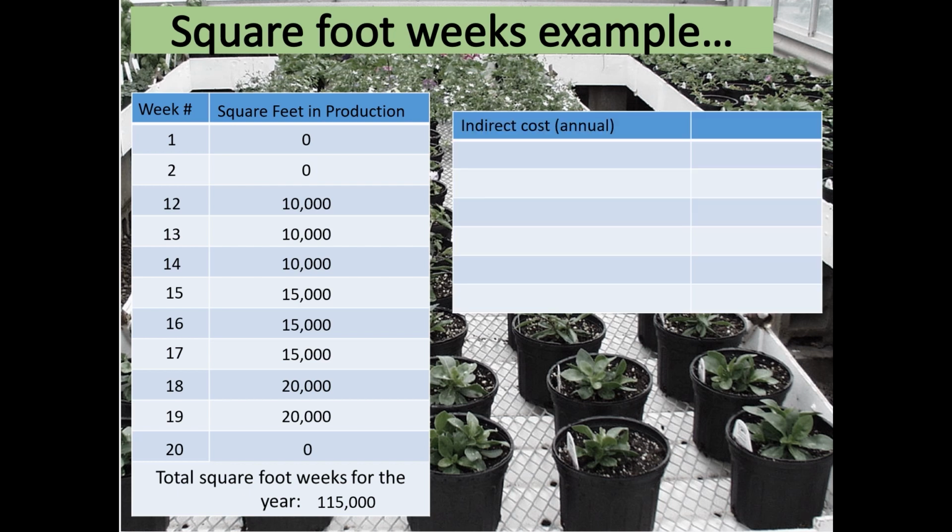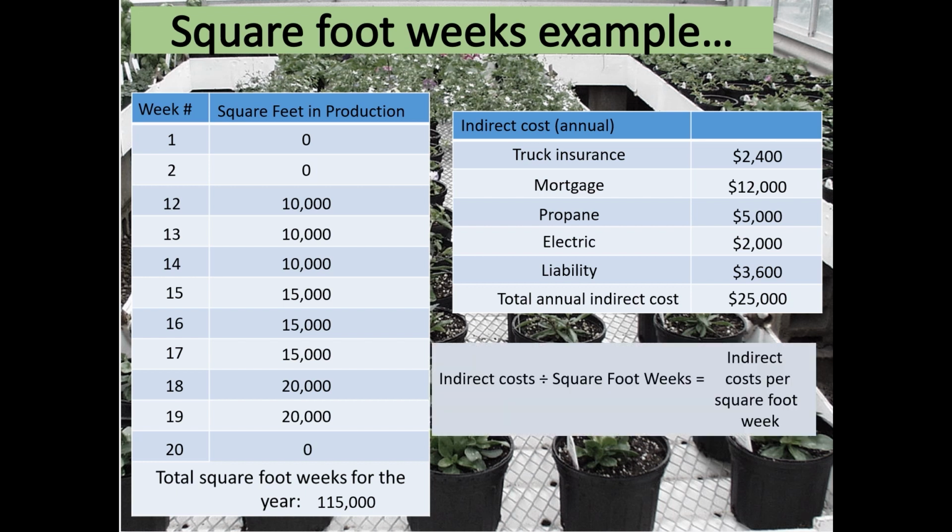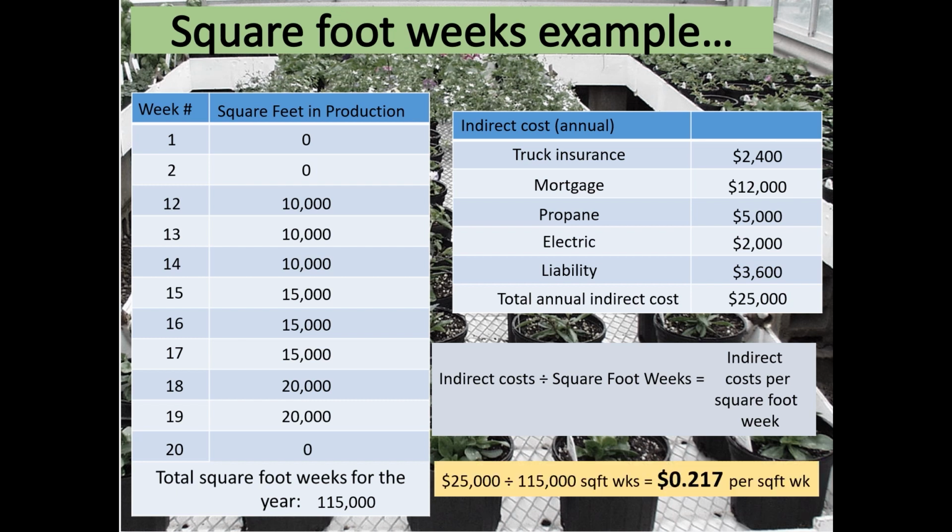Because what we do next is we add up all of our indirect costs for the whole year. And in this example, we've got this particular greenhouse range. Your list will be longer, your numbers will be different, but we'll say that there's $25,000 of total annual indirect costs that I want to allocate to my greenhouse crop. So now I take those indirect costs for the whole year, divide it by square foot weeks for the whole year, and now I know how much to charge per square foot week on a crop, right? And it's this.